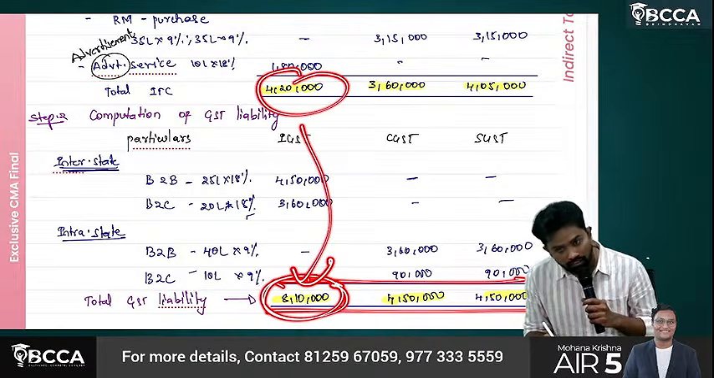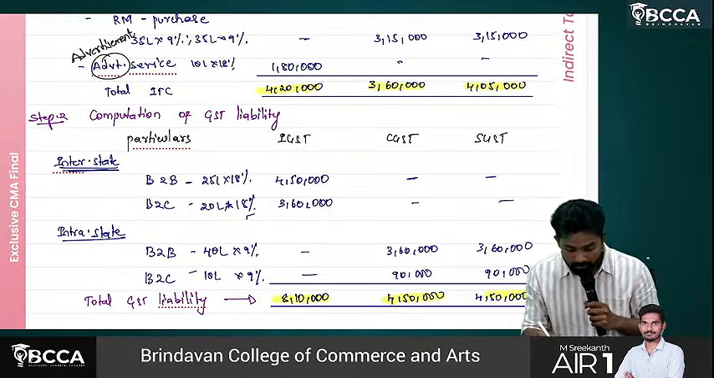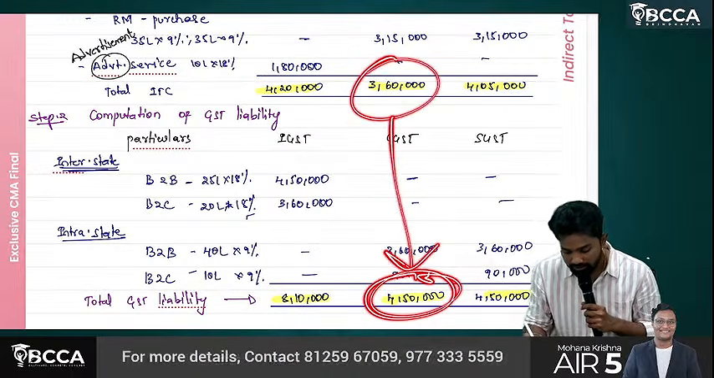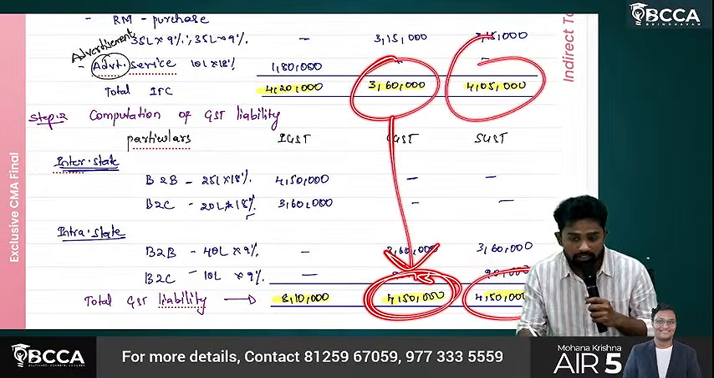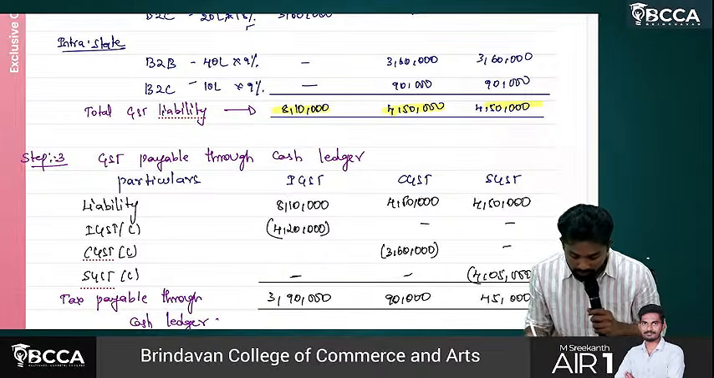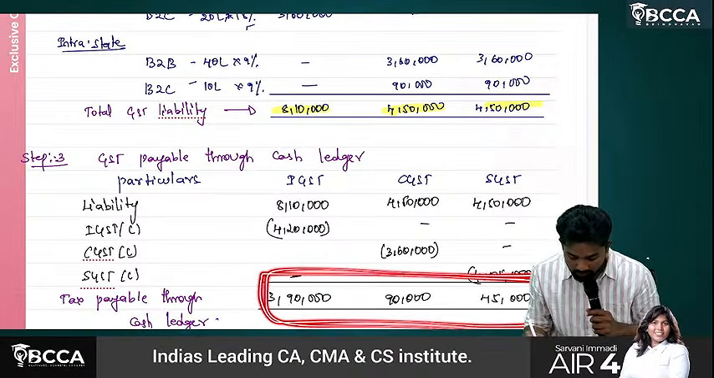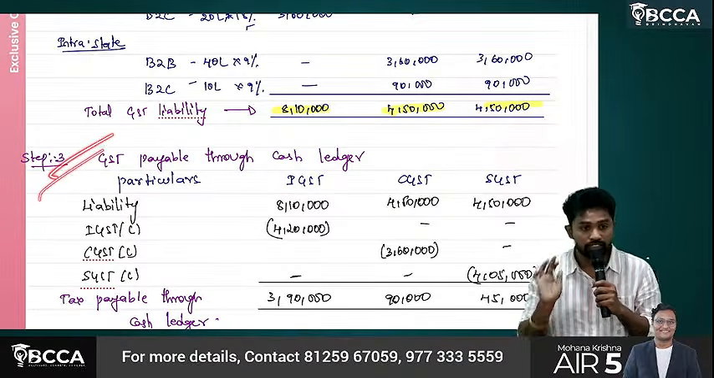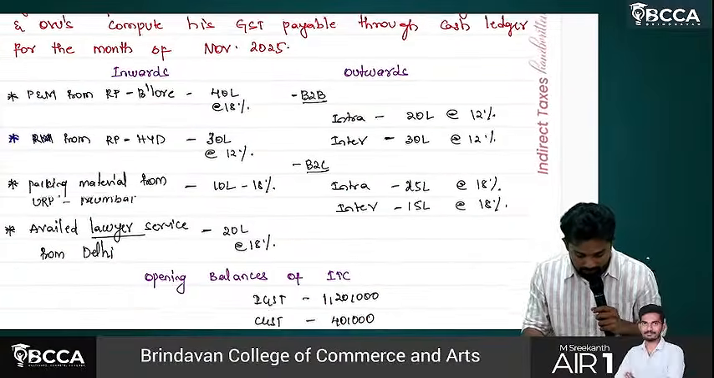Still, tax liability is there. That is payable. Now, here CGST is how much, sir? 4,50,000. You will adjust 3,60,000. Here 4,50,000. You will adjust 4,05,000. Then what is the tax payable, sir? 3,90,000, 90,000, 45,000. This is the tax payable through cash ledger. This is the first illustration. Okay, then we'll go to the second one, sir.